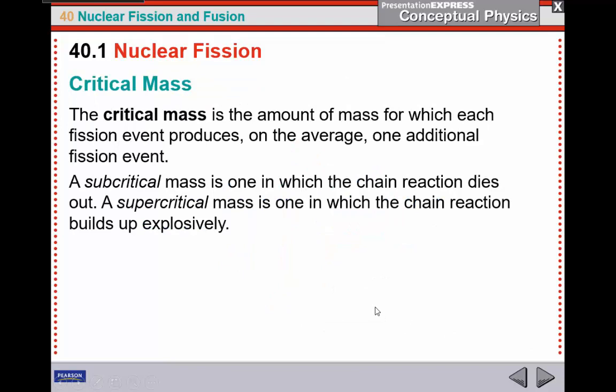Now, a critical mass is the mass that allows a chain reaction to occur. Alright, so basically once you get this reaction going, it will keep going. Right, that's what a critical mass is. And a subcritical mass is one in which the chain reaction dies out. A supercritical mass is one where the chain reaction builds up to an explosion, and that's a nuclear bomb.